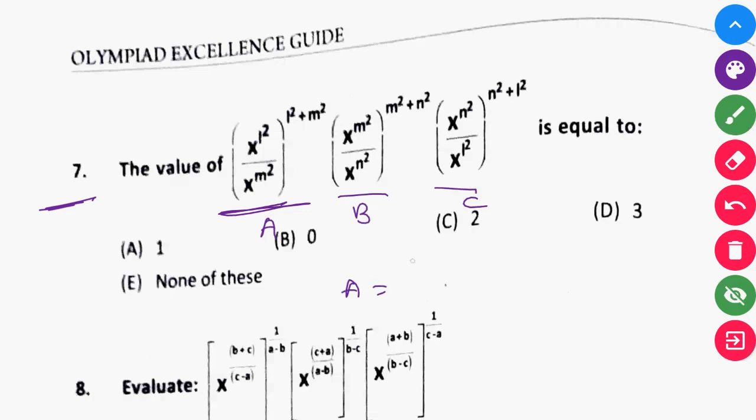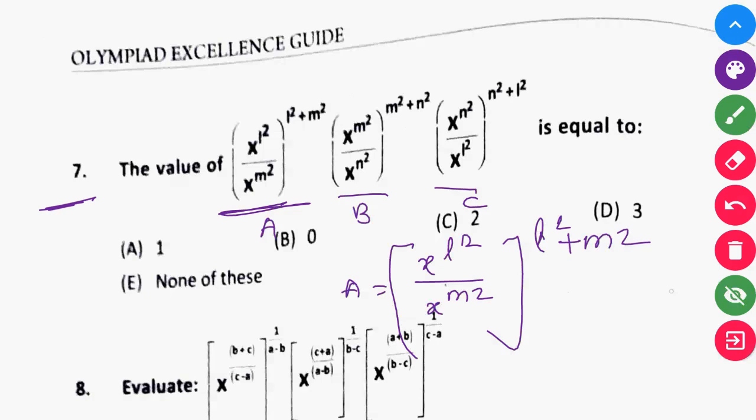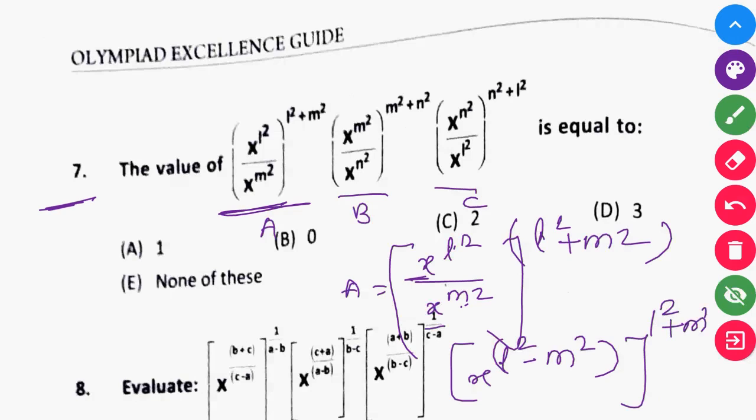So our a is x raised to L square upon x raised to M square, raised to L square plus M square. Okay. Now again the base is common and exponents are different. So what we do? Subtraction. So it becomes x raised to L square minus M square, raised to L square plus M square. Okay. Up to this you understood?